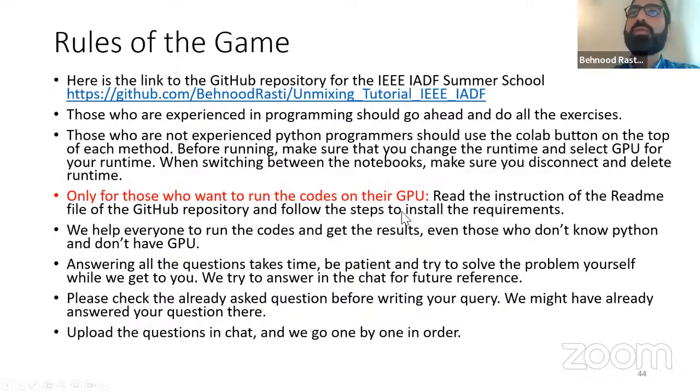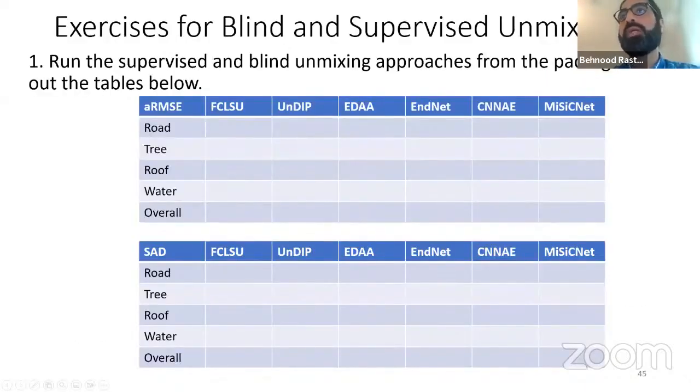Okay, so please go ahead. For the first exercise, you need to run these methods. There is already a question: I don't know where I should start. Should I download the data set and then run the aligner script? No, Khaled, try to use the Colab button. Wait a minute, I'll answer you, Khaled.